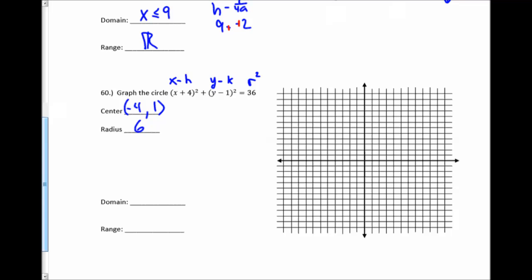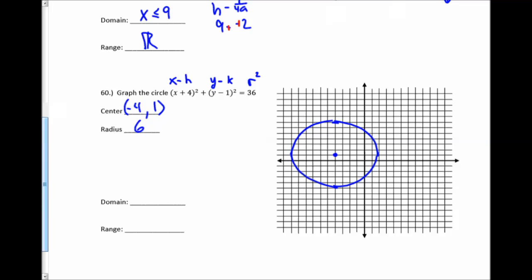Okay? When we plot the circle, we plot the center. So we've got, let's see, negative 4, 1 is right here. I count 6 in every direction that I can. And now I just draw the best circle that I can. And the graph that's on this paper is probably not super accurate. So my circle is probably going to come out just a little bit oblong, but that's okay.